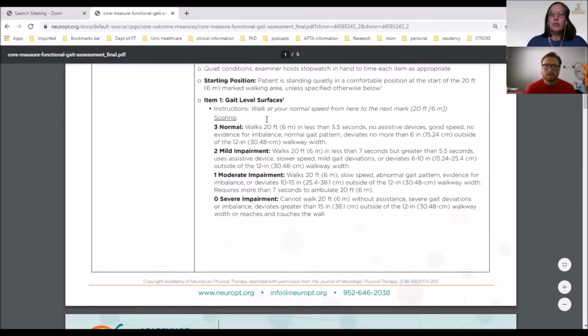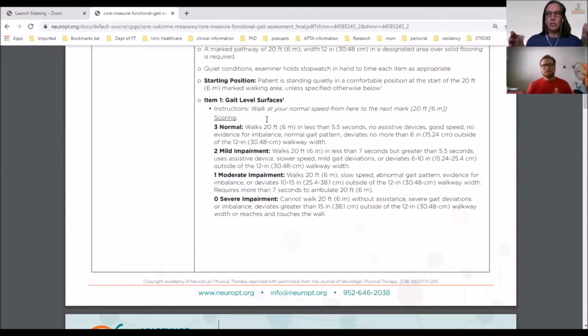So you ask the individual to walk down 6 meters, which is all now part of our 10-meter walk. So you can use the same environment. And you say, just walk at your normal speed from here. And you're going to time them and get a sense if they were less than 5.5 seconds. And then all of these criteria have to be met to be normal. No assisted device, good speed, no evidence for imbalance, has a normal gait pattern.